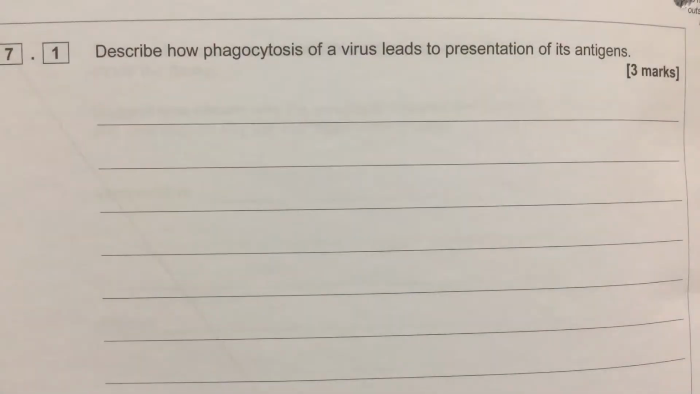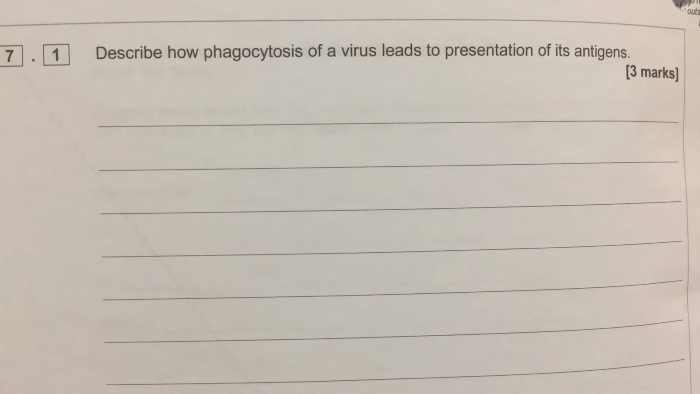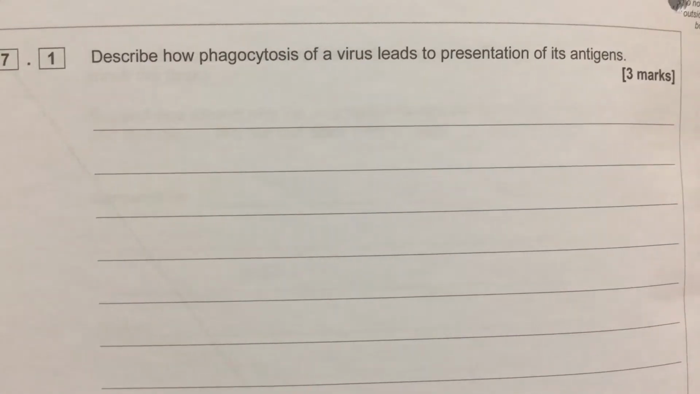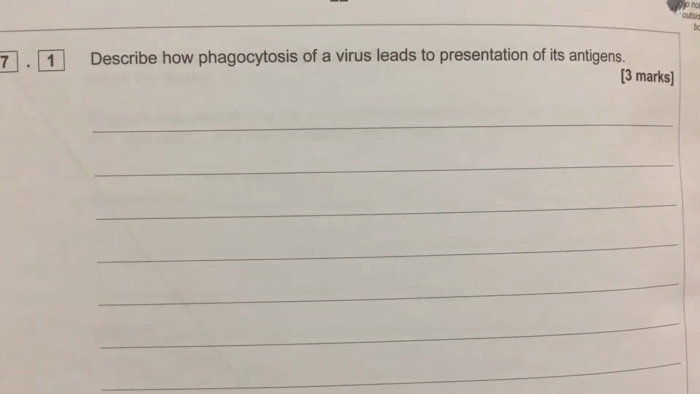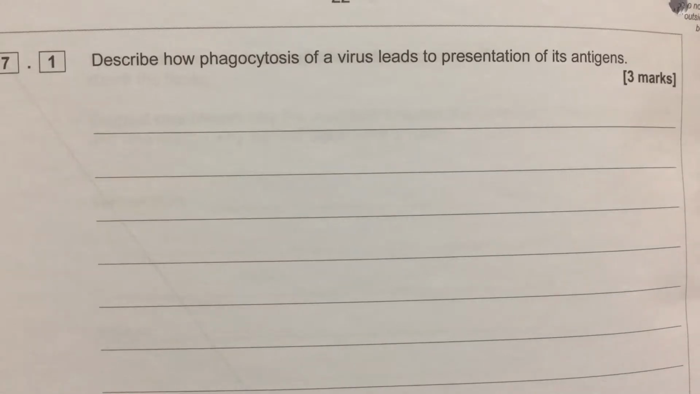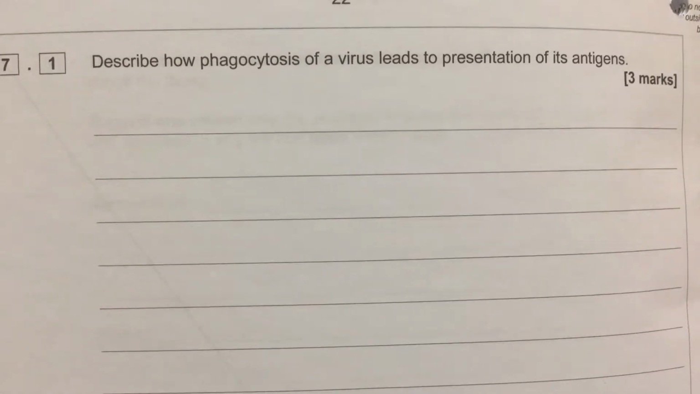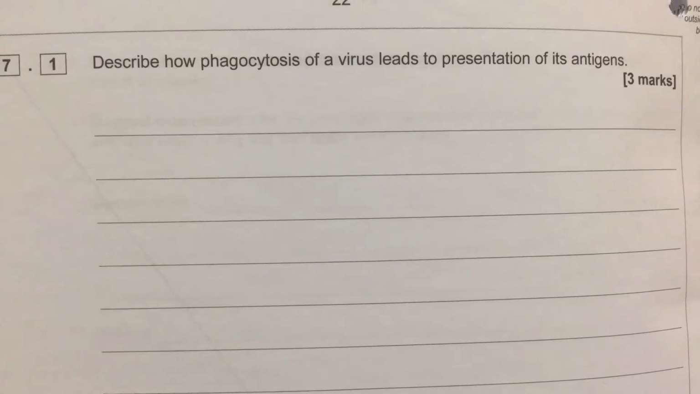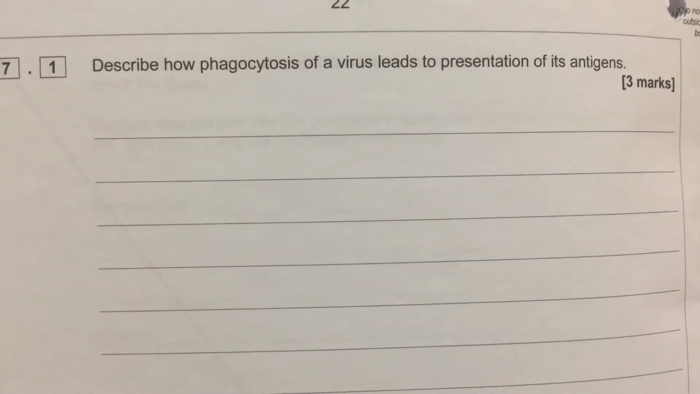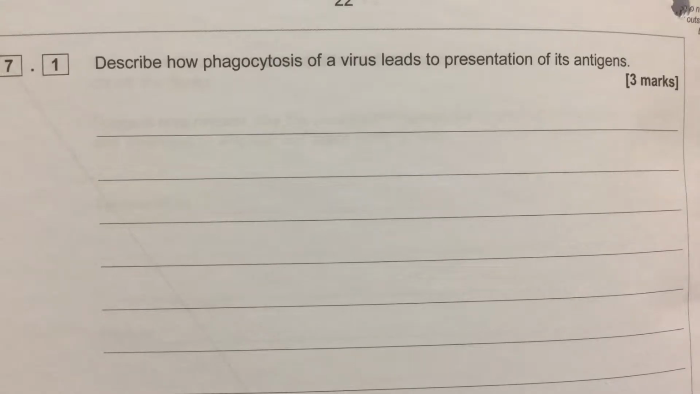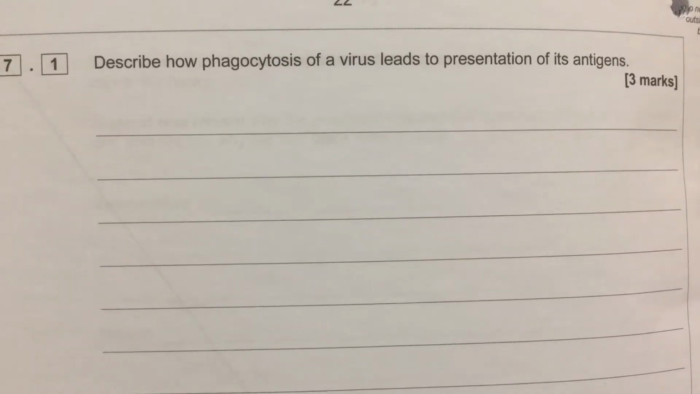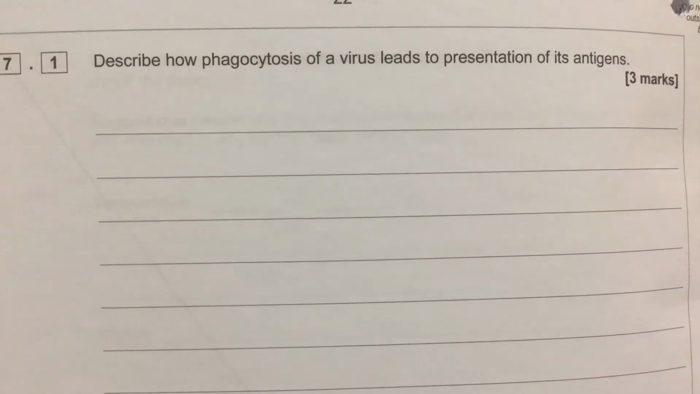This is question 7 of paper 1 of the 2017 A2 paper. Reading through it, it says, describe how phagocytosis of a virus leads to a presentation of its antigens. Our entry point to this question is important because it talks about how phagocytosis of a virus leads to presentation of its antigens.